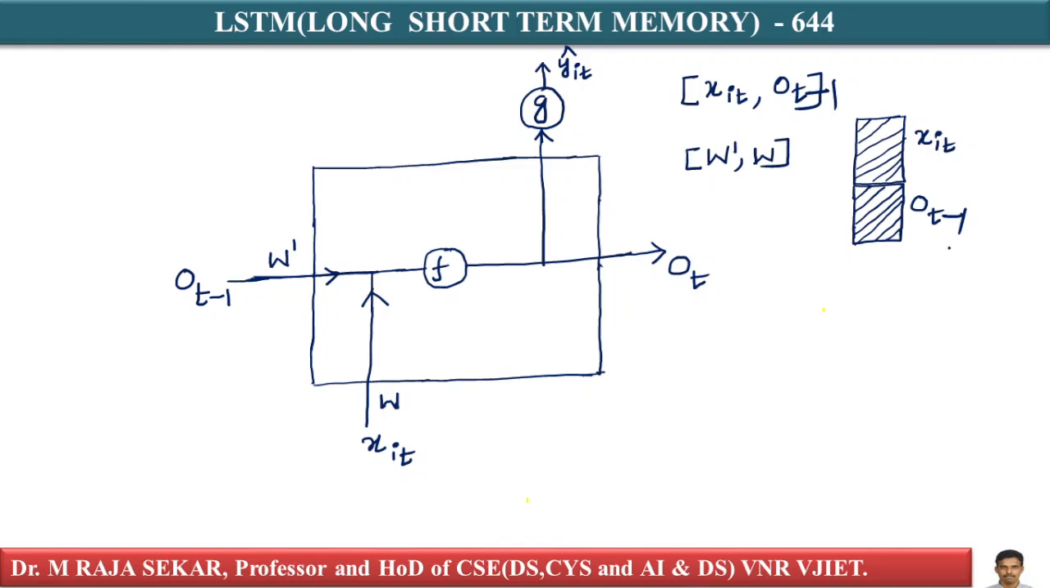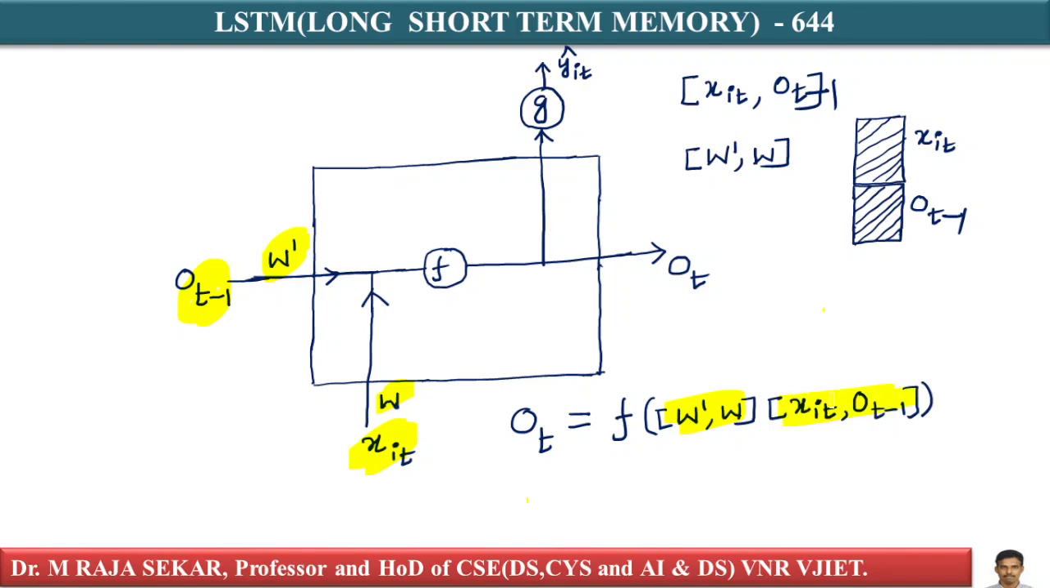So what I will do here is take my newly formed vectors. What are the newly formed vectors? One vector is this W dash W, and another vector is xit comma OT minus 1. We have two newly formed vectors, inputs and their corresponding weights. I will do a dot product between these two vectors, W dash comma W. This is a new vector. This is a new matrix, isn't it?